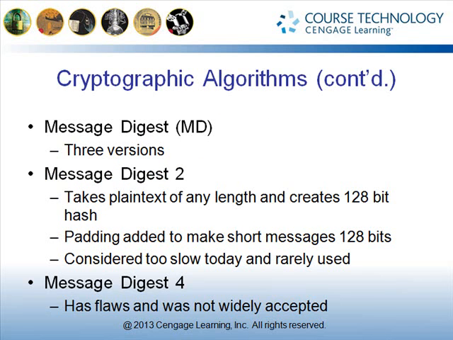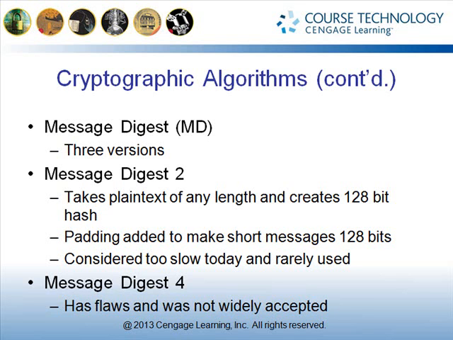The first is message digest. This is a very common hash algorithm, and message digest, or MD, actually has three versions. Message digest 2, MD2, takes the plain text of any length and creates a hash of 128 bits long. It actually divides it into two parts and does some padding so that any sort of short message is 128 bits. However, this is all to say that MD2 is considered too slow today and it's very rarely used.